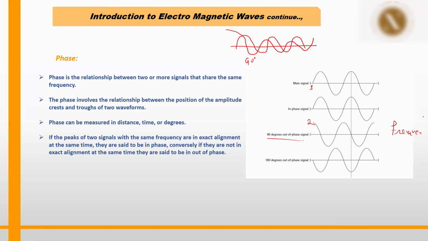Why is the phase different? The frequency on which they are traveling is the same, but they started at a different time, so they will be in a different phase. There are four phases: 90 degrees, 180 degrees, 270 and 360. So compared to this ideal signal, this is 90 degrees out of phase.